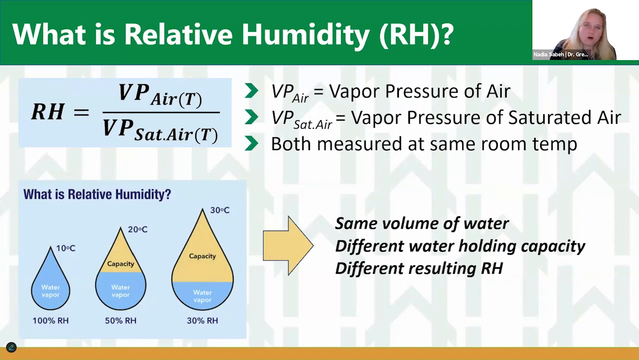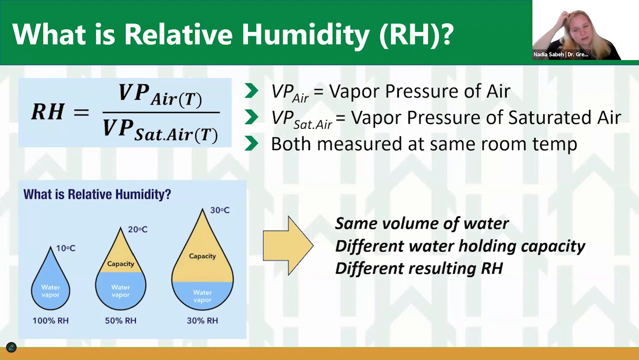So, what are the ways in which we think about humidity as growers? Well, the first parameter that you automatically think of when we think about humidity is relative humidity. What is relative humidity? Relative humidity is the ratio of the vapor pressure of the air at a given temperature versus the vapor pressure of saturated air at that same temperature. So it's a ratio. That's why it's a percentage, because it's one value over another value of the same measure of unit.